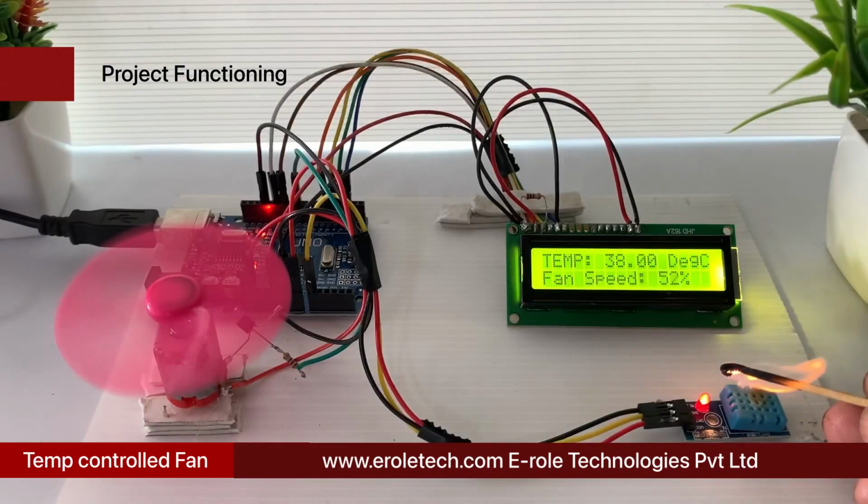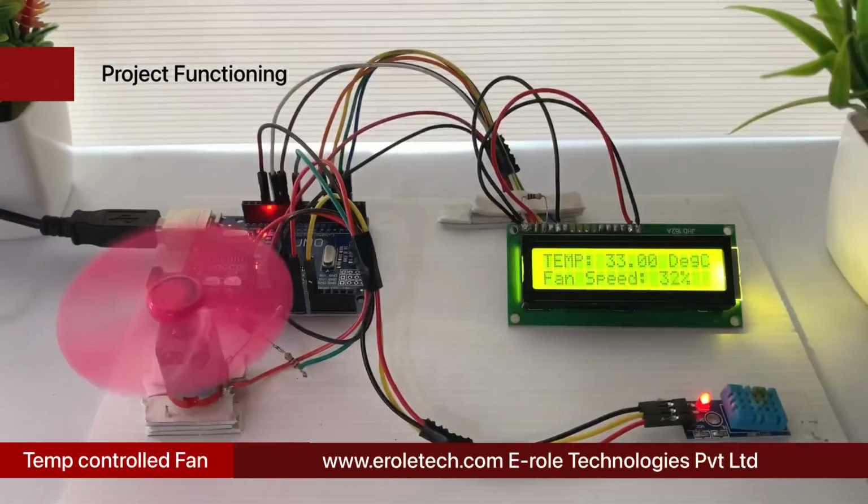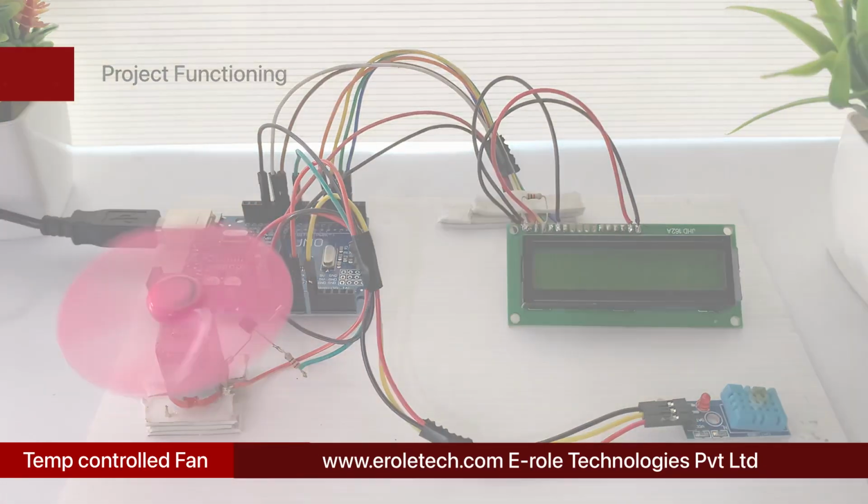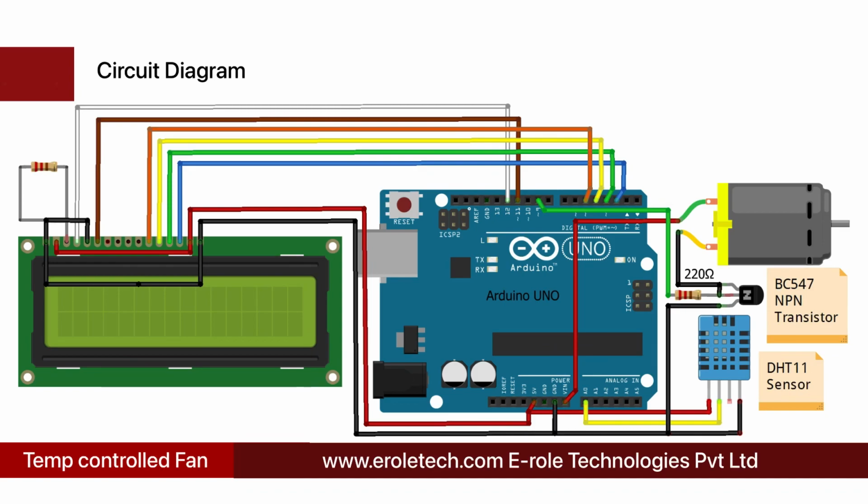LCD display is displaying the room temperature in degrees Celsius and fan speed in percentage. DHT11 sensor is used to measure the room temperature. Here is the connection diagram of this project.